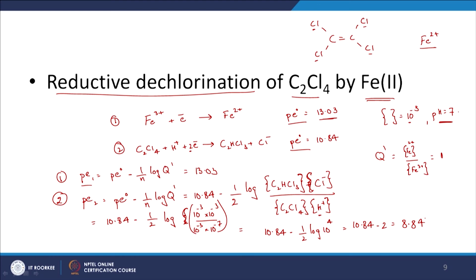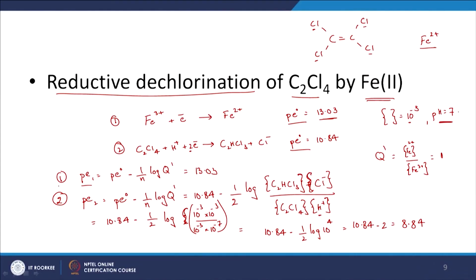So let us summarize what we have been up to here. We were looking at the dechlorination of C2Cl4 by ferrous iron, and the relevant aspects. We calculated the PE1 and PE2 values, and here we see that PE1 is greater than PE2, right. So what does this mean? The first half reaction will go through as reduction, and the second half reaction goes through as oxidation.